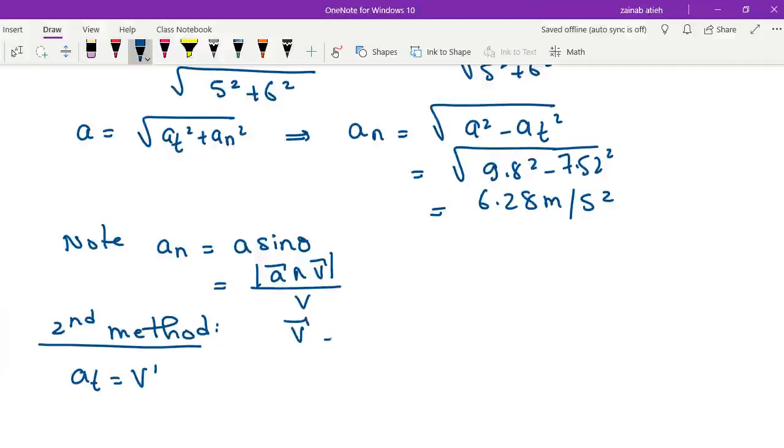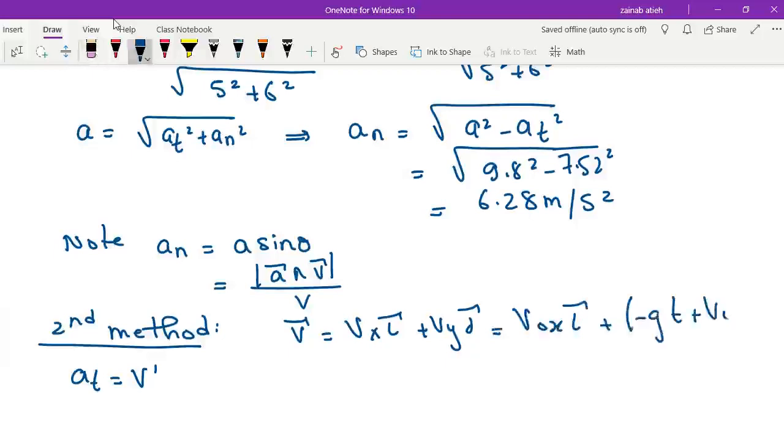I will V. انتوا بتعرفوا كلكم إنه ال V عنا هي عبارة عن Vx I plus Vy j. وال Vx هي constant إمتى في V0x بينما ال Vy هي variable إمتى minus gt plus V0y j. اوكي. so السبيد قبل ما خلينا نكتب السبيد. so V will be equal to radical Vx square plus Vy squared. This is the speed.